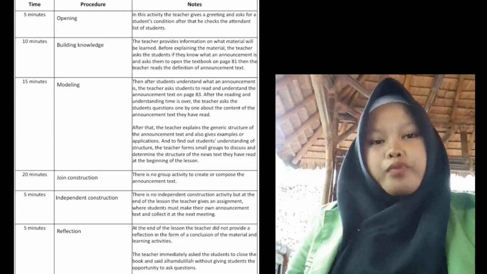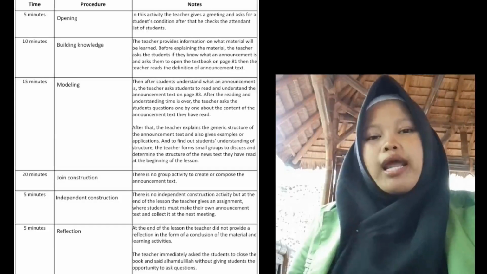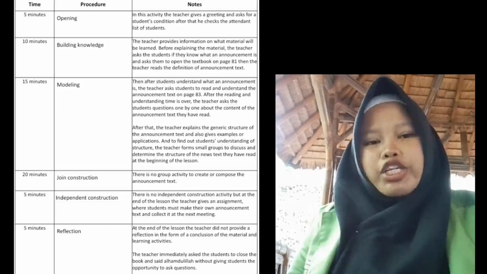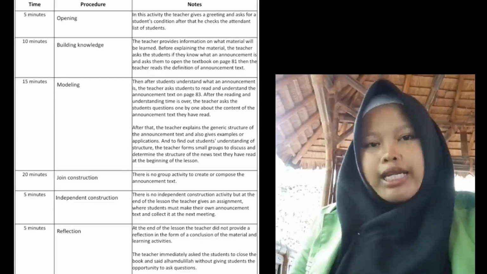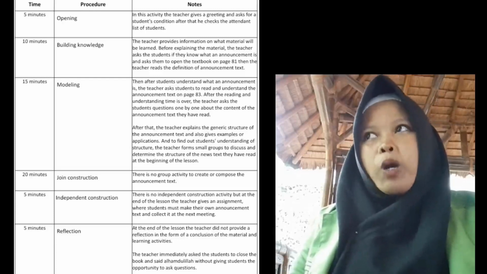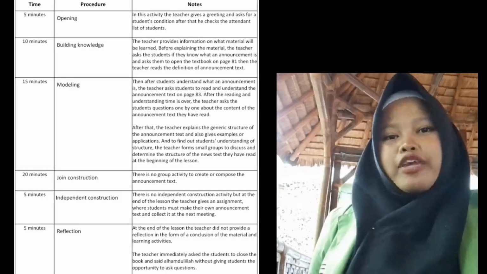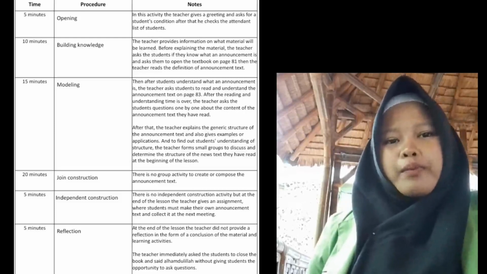Now we will go to the procedure of the lesson. Faujan Fawaz as a teacher divided the procedure into 6 parts. The first part is opening, the second is building knowledge, the third is modeling, the fourth is joint construction, the fifth is independent construction, and the last is reflection or evaluation of the class. So that's the procedure. Now let me give a note to explain more about the procedure.